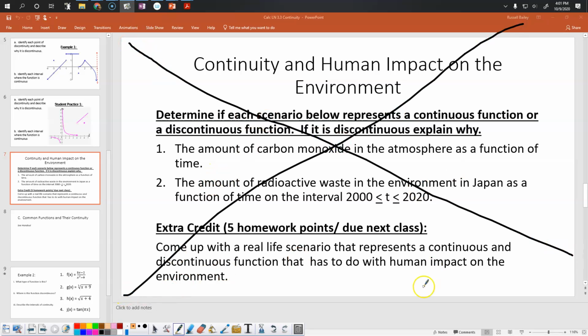Anyway, so let's go ahead and, this is irrelevant. You guys can ignore that. That was something I had to do last year, but we don't need to do it this year.